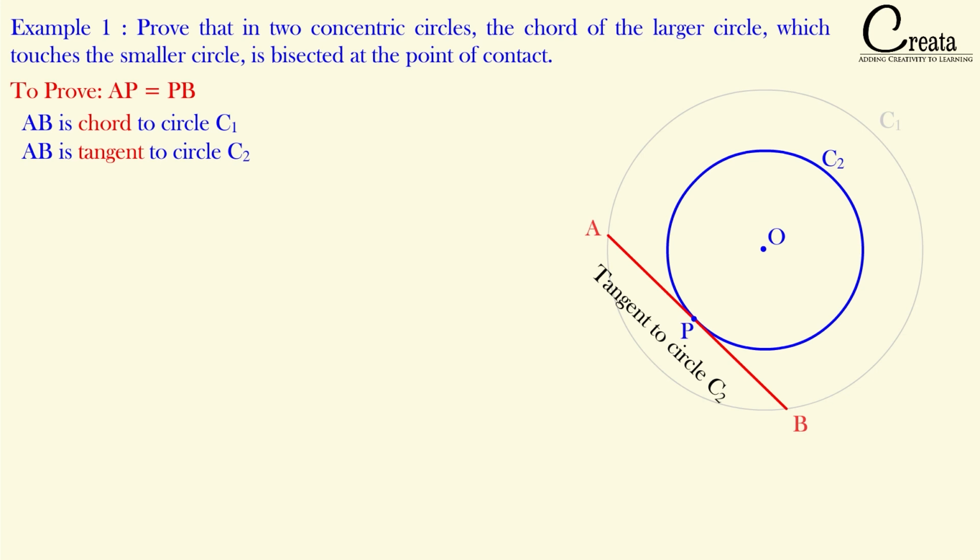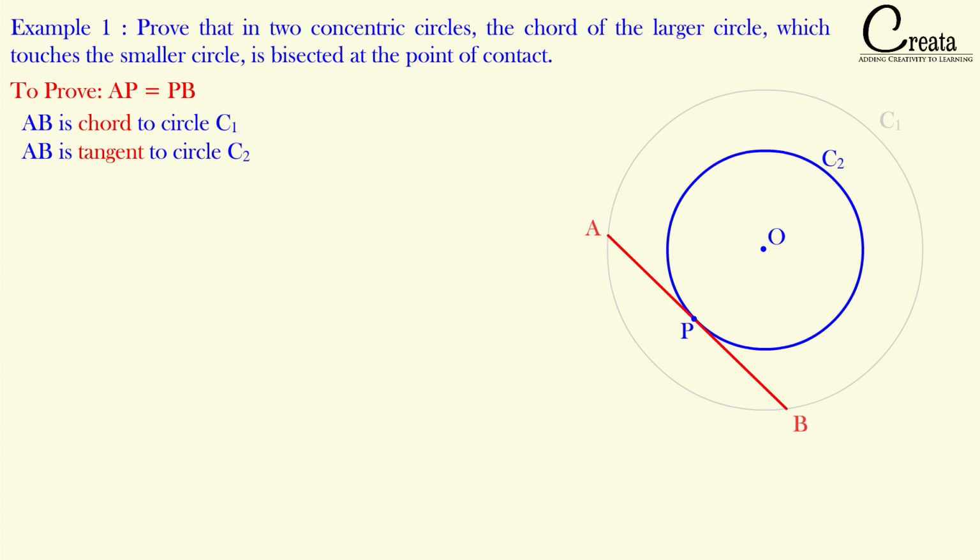We know a tangent only touches the circle at only one point. If it is touching the circle at 2 points, then it is a secant. So here we can say that AB is a tangent to the circle C2. So AB is common in both the circles. For the circle C1 it is a chord, and for the circle C2 it is a tangent.